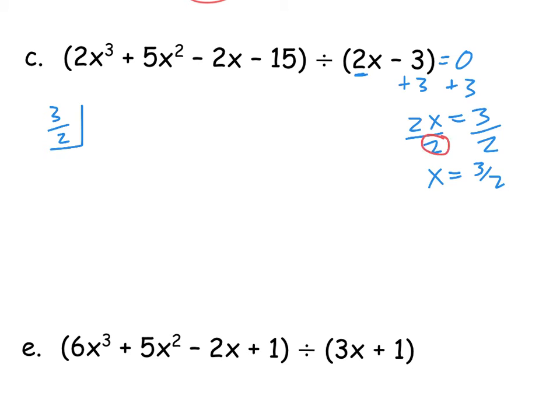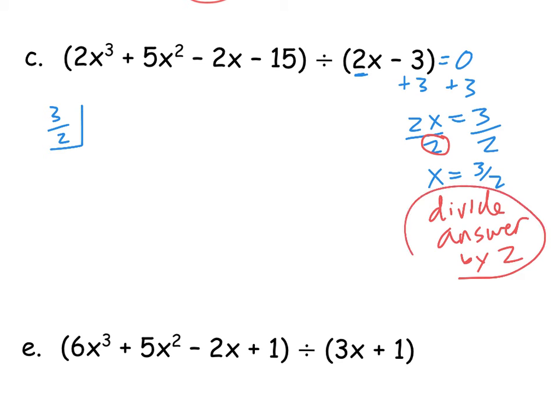Because we divided by this 2 here, we have to divide our answer by 2. Let's divide our answer by 2. Okay, we'll come back to that. First, we got to find our answer. We have 2x cubed, x squared, negative 2x, and a 15. So it is going down in order, degree of decreasing order here. And that's important. So list them out: 2, 5, negative 2, and negative 15.